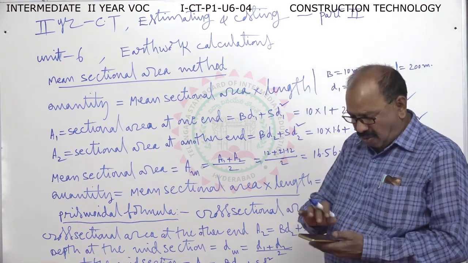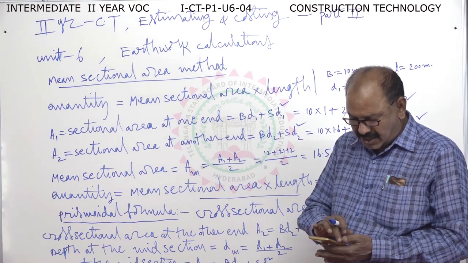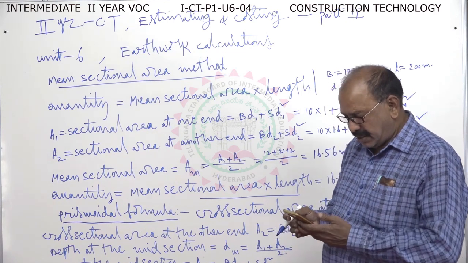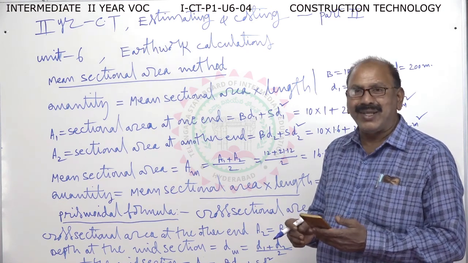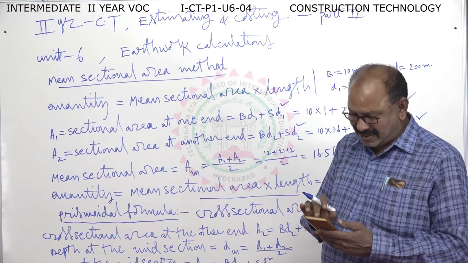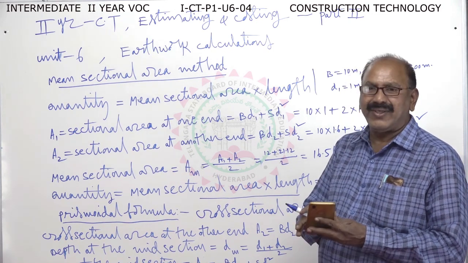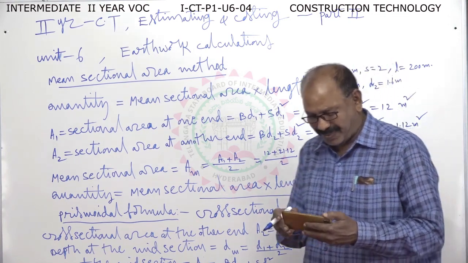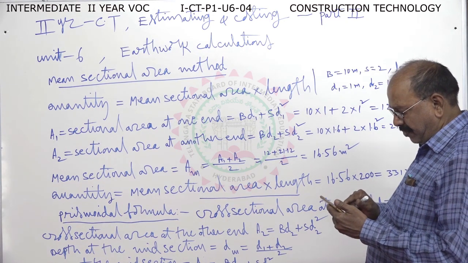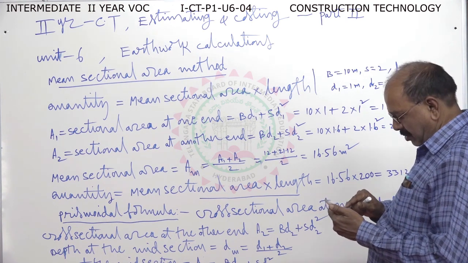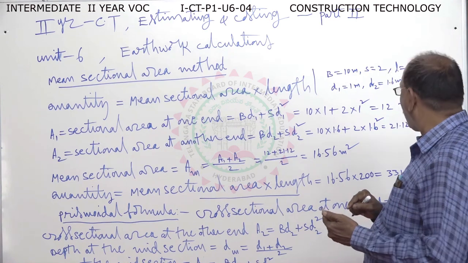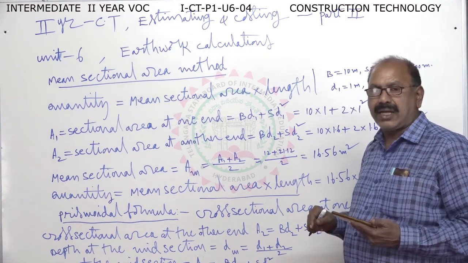Now, with the help of a scientific calculator, students, please calculate this value and check it. Sorry, today I forgot to bring a scientific calculator. I am solving with the help of a cell phone calculator. Next class onwards, I will bring a scientific calculator. Please cooperate. So, 10 into 1, that is 10 plus 2 into 1 square, 12. That is equal to 12. Okay, that calculation is over.